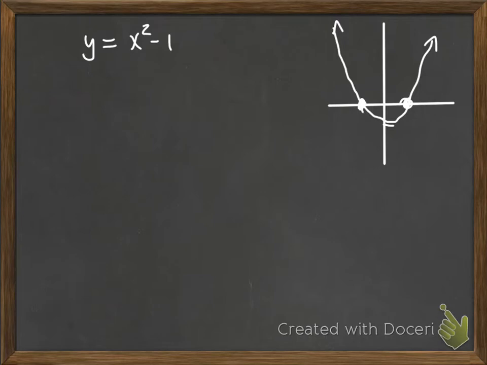So when we ask for a solution, the solution is where it crosses the x-axis. So these two things here, those are solutions. Okay. Well, that's all fine and good, but we don't really want to have to graph something every time we want to solve it. Luckily, we don't have to.